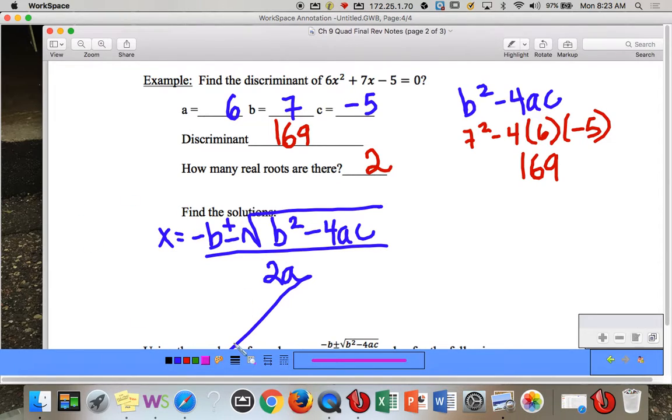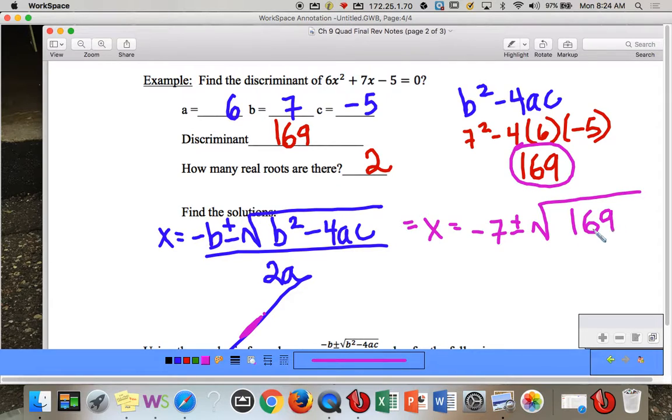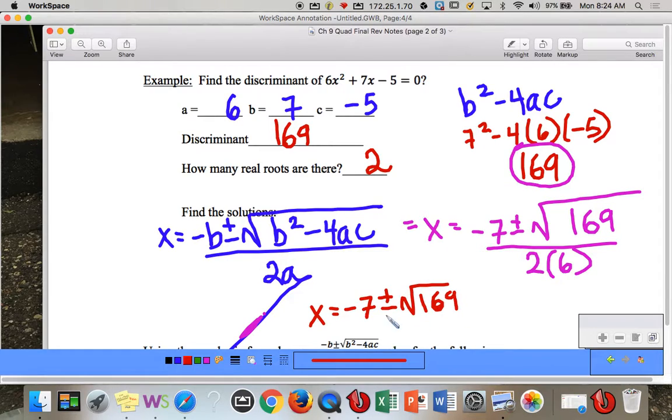So when we plug in, it'll look like this. x equals opposite of b, so negative 7, plus or minus, and we plug in the b squared minus 4ac, which we did up here, so I'm just going to put this 169 here, all over 2a, and a was 6. So I said figure out those three numbers. I'll write it over here. x equals negative 7 plus or minus the square root of 169 over 12.